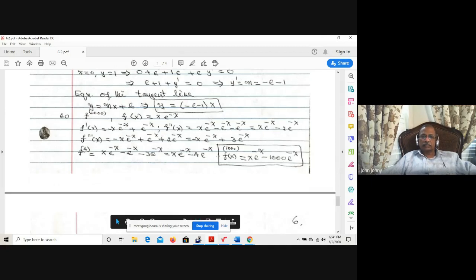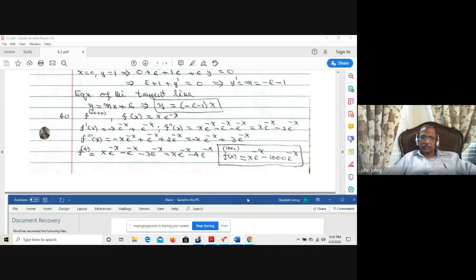Okay, let us start with f prime x. f prime x is equal to negative x e to the negative x plus e to the negative x. So f double prime x is equal to x e to the negative x minus e to the negative x, minus e to the negative x times 1 plus e to the negative x times negative 1. That is it. So when you simplify, you get x e to the negative x minus 2e to the negative x. Now differentiate that with respect to x.